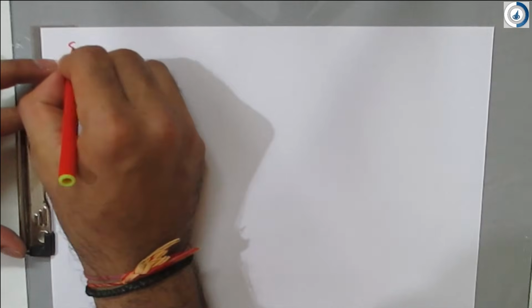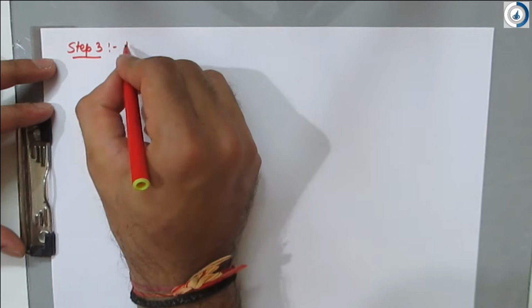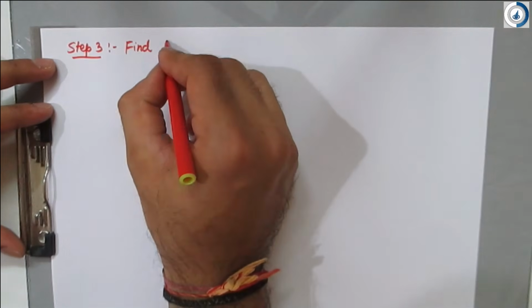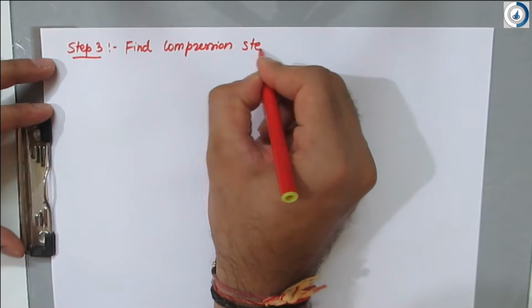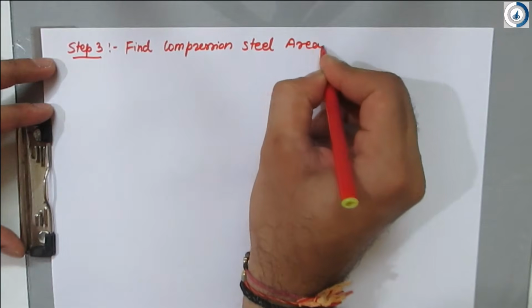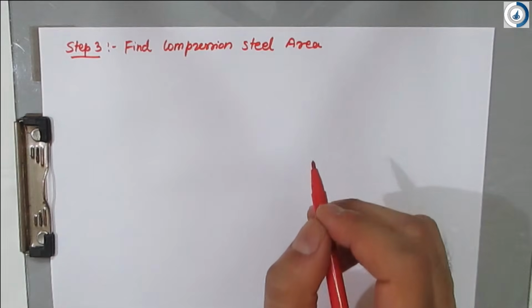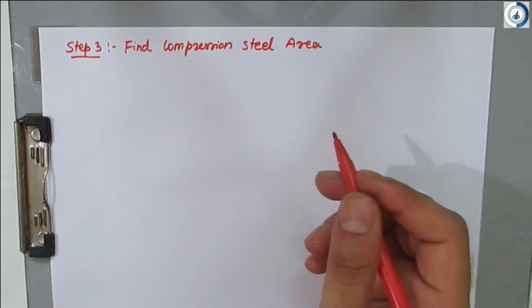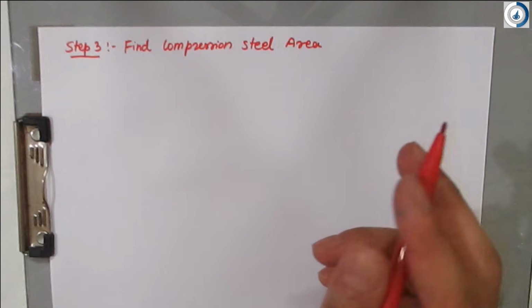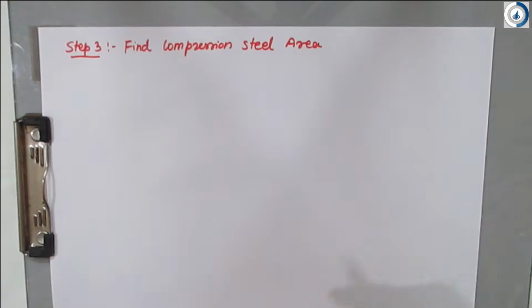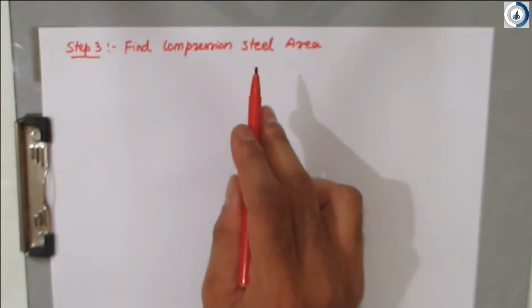So now step number 3, to find compression steel area. As you know, the doubly reinforced beam will have tension reinforcement as well as compression reinforcement. This is the main difference between the singly reinforced beam and the doubly reinforced beam, that it has tension reinforcement as well as compression reinforcement. So first we will find out the compression steel of the beam.